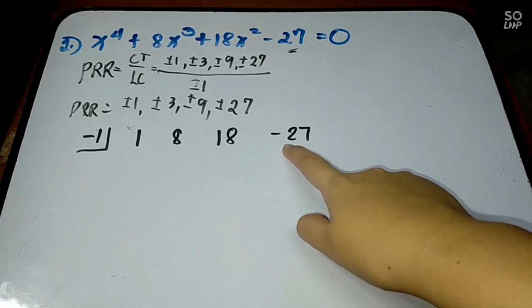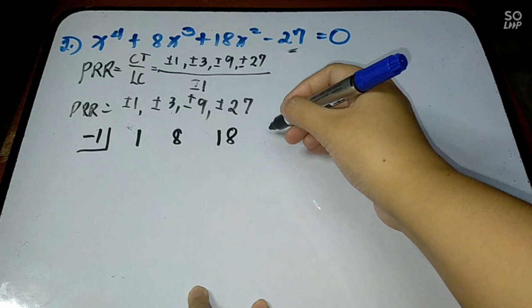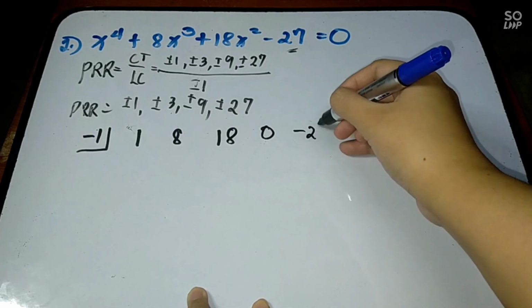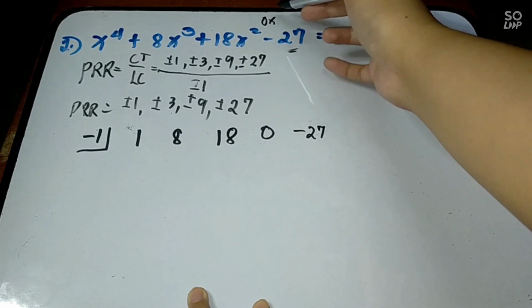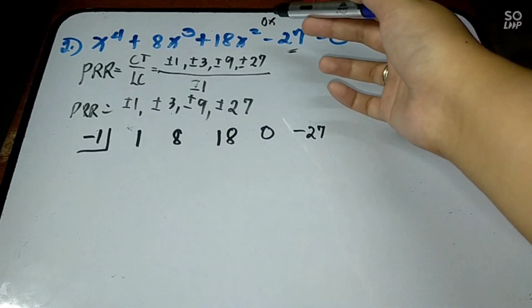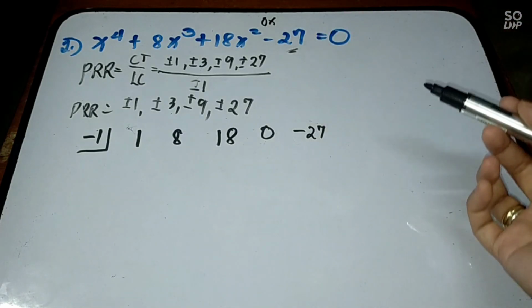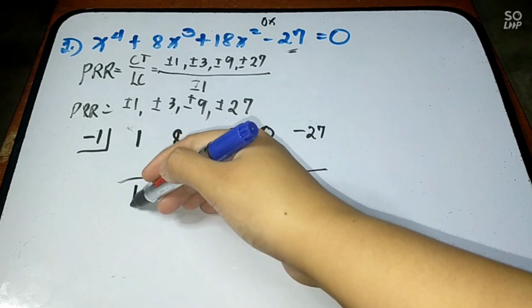Sorry, dapat dito sa negative 27, kailangan 0 muna. Why 0 muna bago negative 27? Kasi dito sa ating given, kulang tayo ng 0x. Kung mapapansin nyo, kulang yung ating variable x ng x. Kaya kailangan natin magdagdag ng 0x. Alright? Then, let us bring down 1.